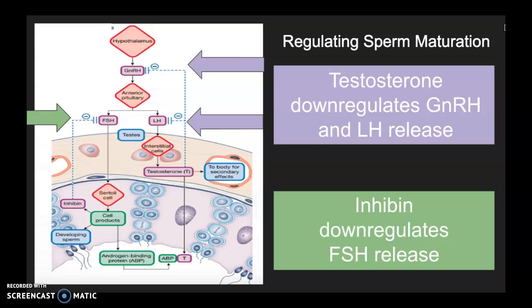Specifically, the product of interstitial cells, testosterone, downregulates the release of gonadotropin releasing hormone, as well as the luteinizing hormone, to make sure that levels of testosterone stay within acceptable limits. The product of Sertoli cells, inhibin, targets follicle-stimulating hormone and reduces its release, thereby regulating the activity of the Sertoli cells so that there is not too much activity found in these cells to maintain adequate sperm production.